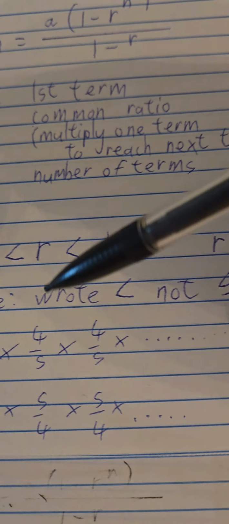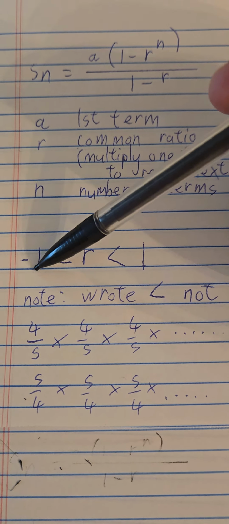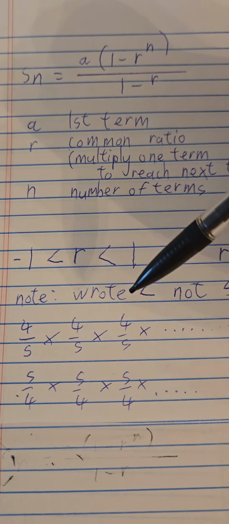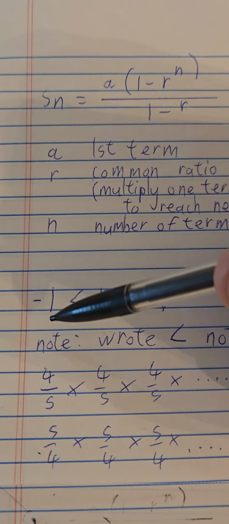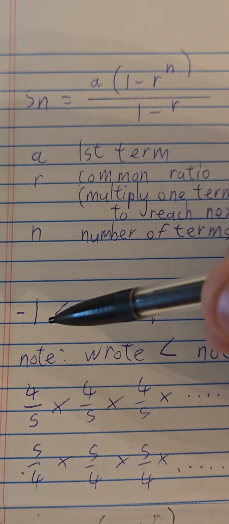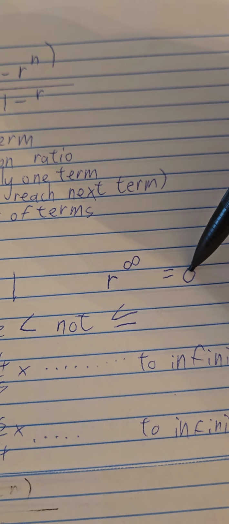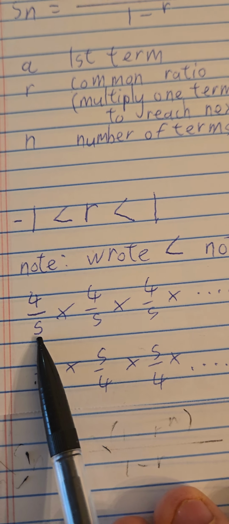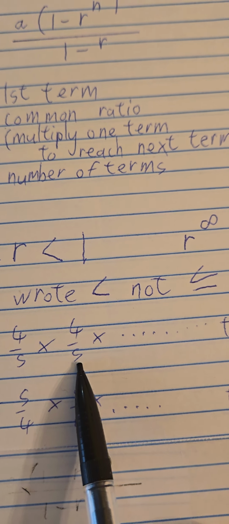Now, this is the next point. If that R is a fraction, if minus 1 is less than R and R is less than 1, and very important, I wrote less than signs and not less than or equal to, because we are not including minus 1 or 1. If R is between minus 1 and 1, R to the infinity equals 0. What I mean is, let's take any fraction, let's say 4/5. I take 4/5 times 4/5 times 4/5. It will keep getting smaller and smaller.